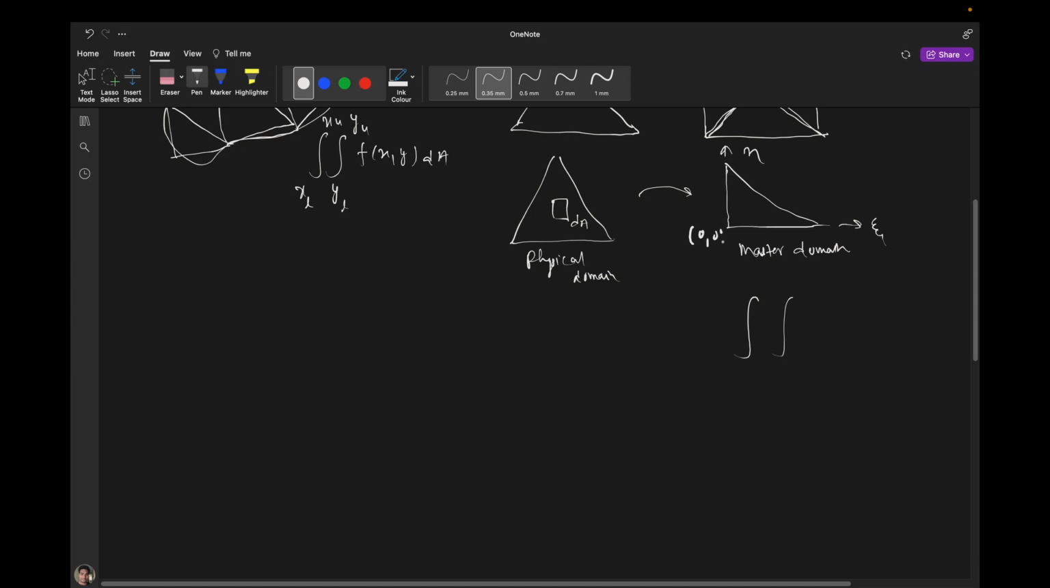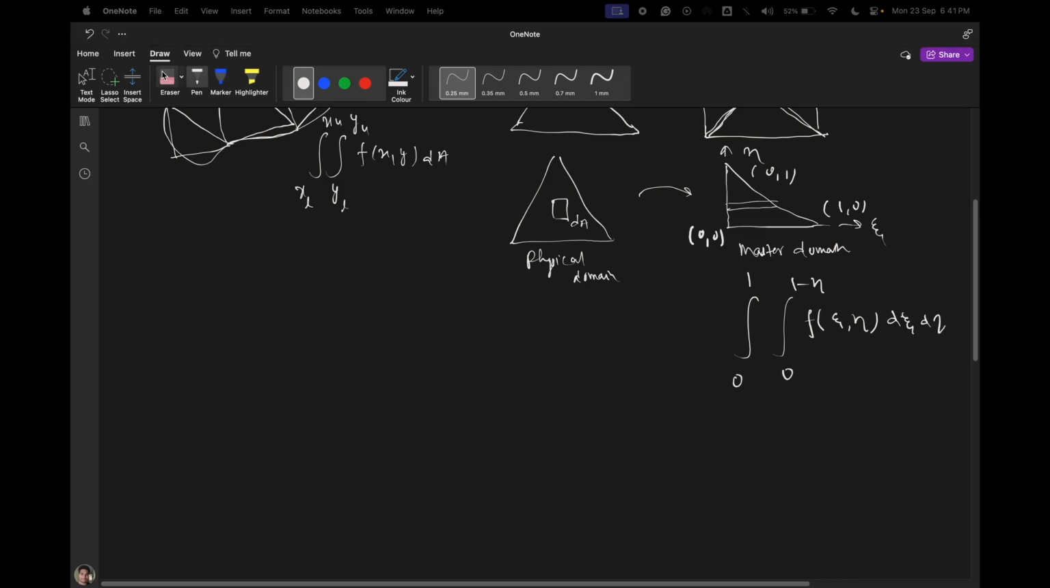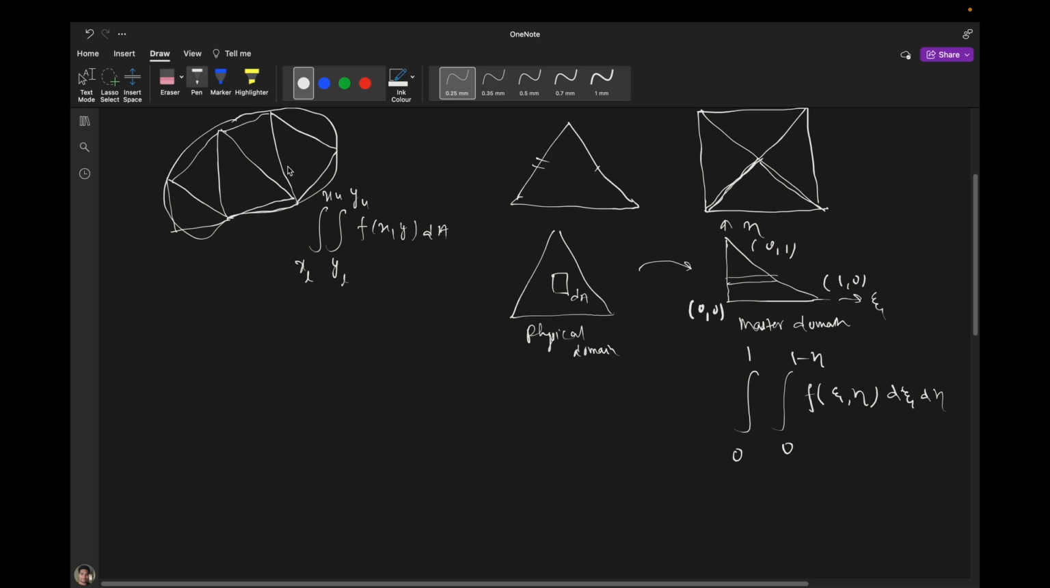Suppose the coordinates of this triangle in the master domain are 0 0, this one is 1 0, and this one is 0 1. Then it is easy, because on the y-axis eta varies from 0 to 1, and on the x-axis, which is xi, xi varies from 0 to 1 minus eta. And if we are able to convert the whole integrand into a function of eta and xi, then we can easily integrate, because every triangle can be converted into the master domain.